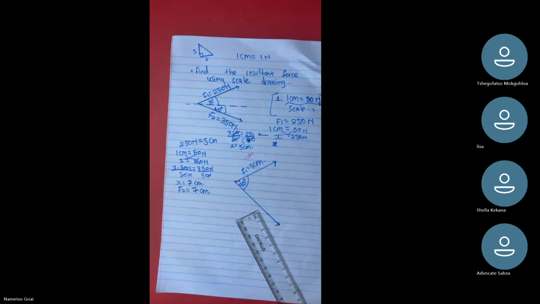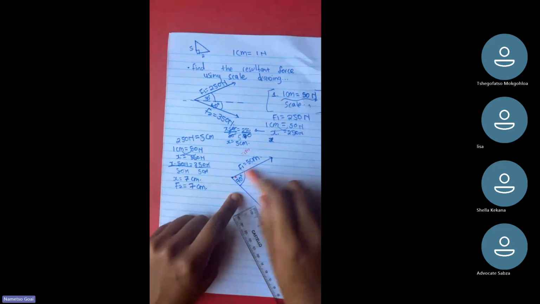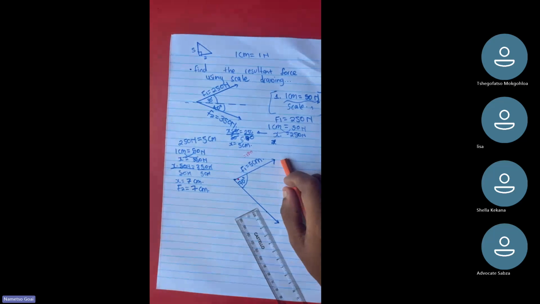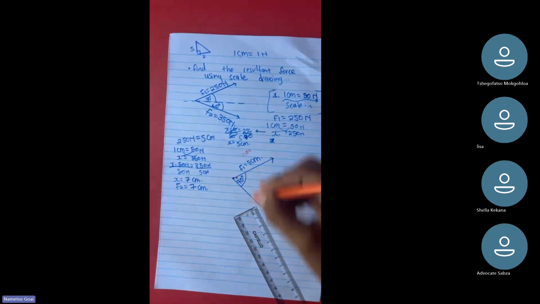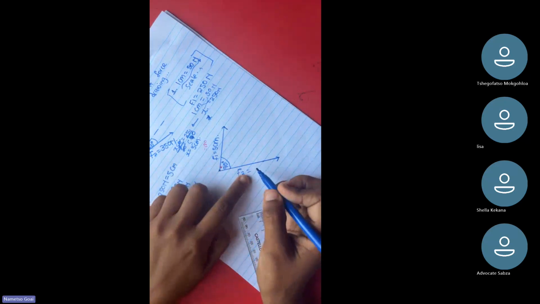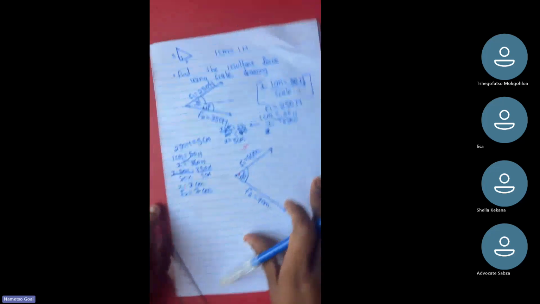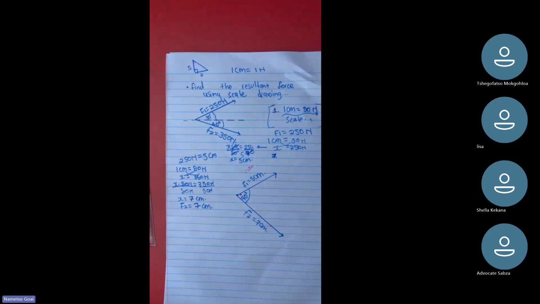Okay, remember we have two forces, right? One is acting that way. This is your F1, this is your F2, equals to, what do you call it? This is 7 centimeters. Because the initial question was saying find the resultant force.